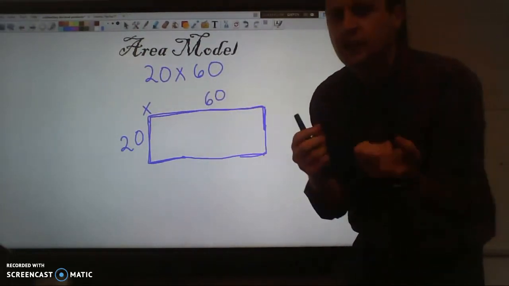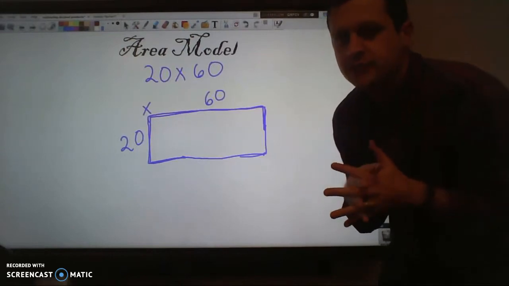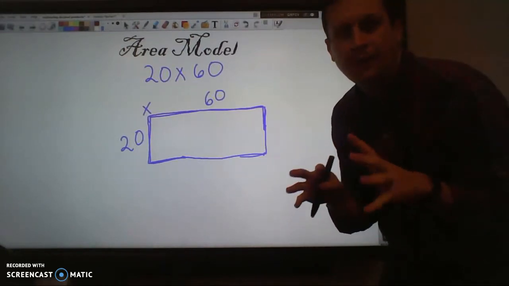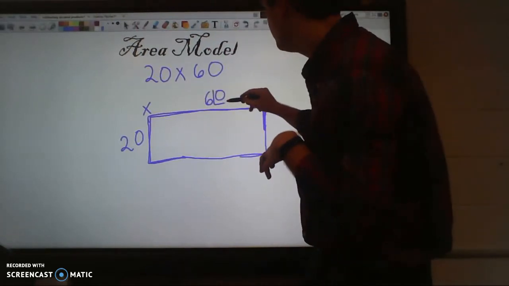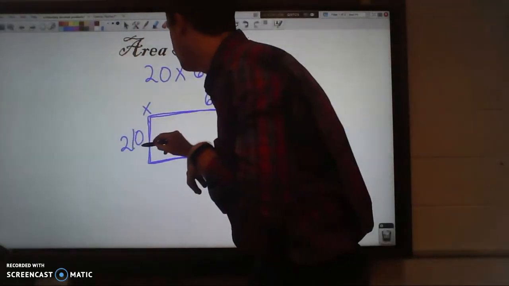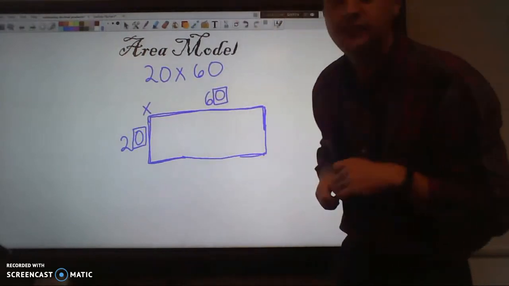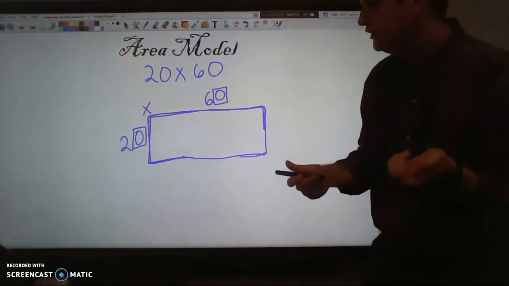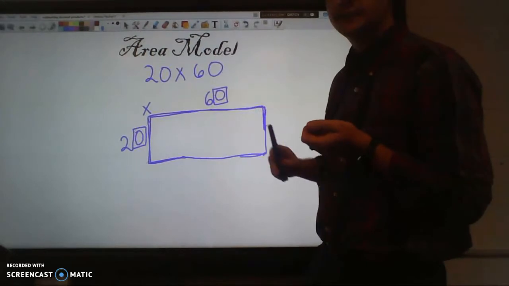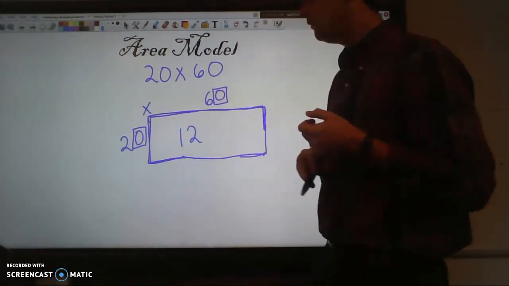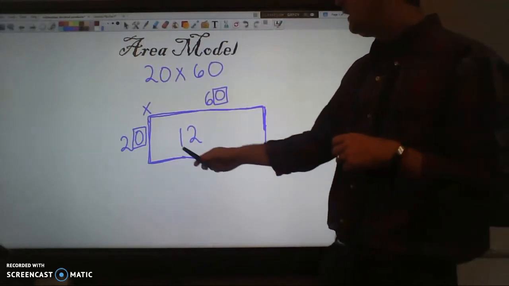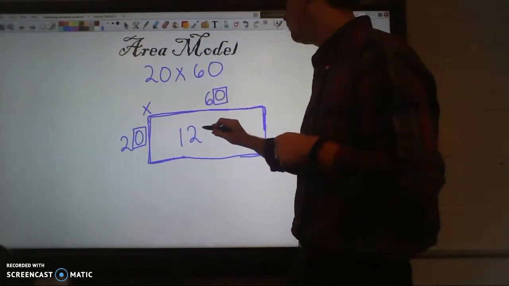Now, a little something that Mr. Jensen does to remember not to forget about the zeros is I box these zeros. Okay? And now I just look at my basic facts. So I just look at 2 times 6. Well, 2 times 6 would be 12. And then I have 1, 2 zeros.